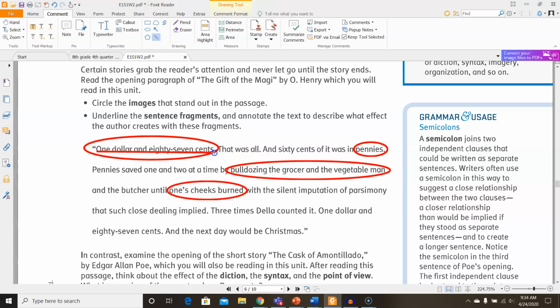That was all. So there, believe it or not, we do have a subject and a predicate. We have that, which is a pronoun. We have was, which is our verb. So that tells us that we have enough for a complete sentence with the phrase, that was all.